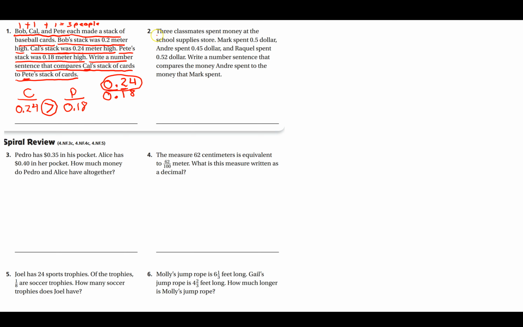All right, number 2. 3 classmates spent money at the school supply store. Mark spent 5/10 of a dollar. So let's pull his information out. 0.5 for Mark. Andre spent 45 hundredths of a dollar. There's Andre. He spent 45 hundredths. And Raquel spent 52 hundredths of a dollar. So again, I'm just organizing those people's information.